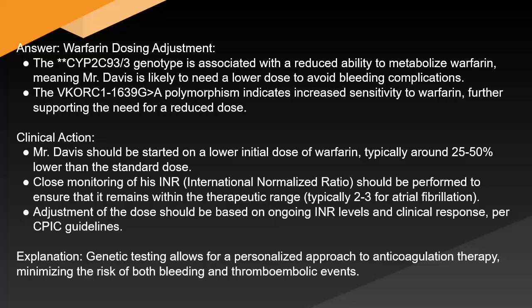Clinical action: Mr. Davis should be started on a lower initial dose of warfarin, typically around 25-50% lower than the standard dose. Close monitoring of his INR, international normalized ratio, should be performed to ensure that it remains within the therapeutic range, typically 2-3 for atrial fibrillation. Adjustment of the dose should be based on ongoing INR levels and clinical response per CPIC guidelines. Explanation: genetic testing allows for a personalized approach to anticoagulation therapy, minimizing the risk of both bleeding and thromboembolic events.